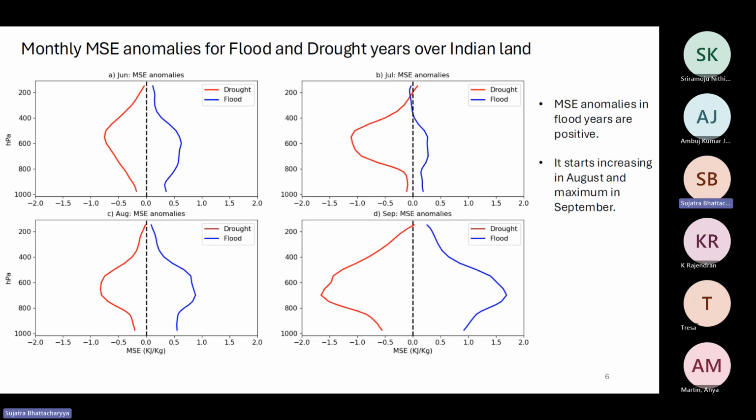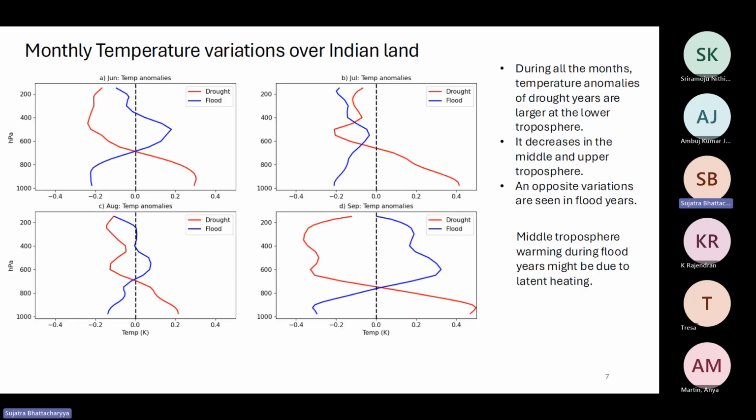Another important thing to note, all figures look almost similar: for the flood years the MSE anomalies are positive, and for the drought years they are negative. But look at the variation here in September. Such a strong variation between drought and flood years, or I would say the interannual variation is much stronger in September. So what might be playing a role, we will see. But before that, let us take a quick look at the temperature variations, the same way, temperature anomalies during the drought and flood years, and I will show the moisture anomalies as well.